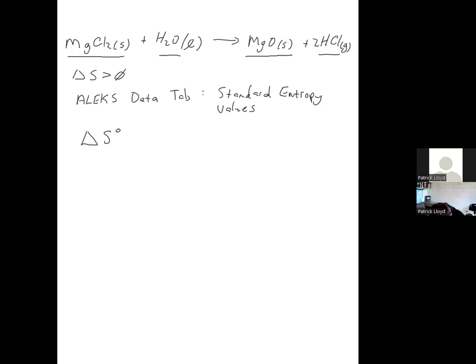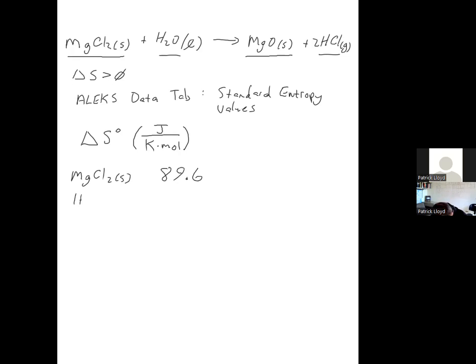Now, the delta S0 is typically in the units of joules, energy units, per Kelvin, temperature units, per mole. They're per mole, 1 mole. So what we do is we essentially look those values up. So I'm going to look them up here while I'm preparing this. And magnesium chloride is 89.6. Okay, so there's your value.